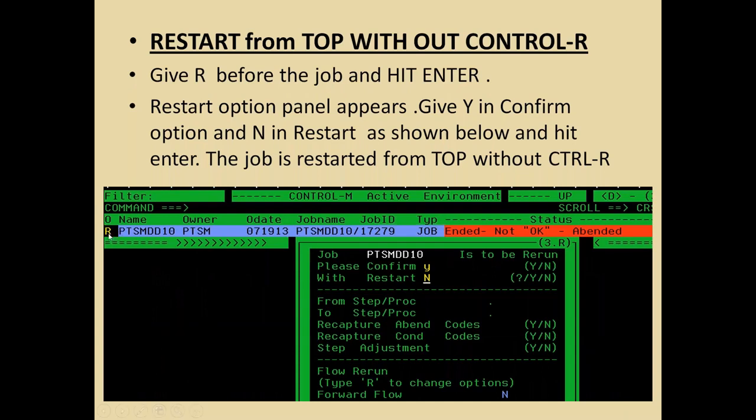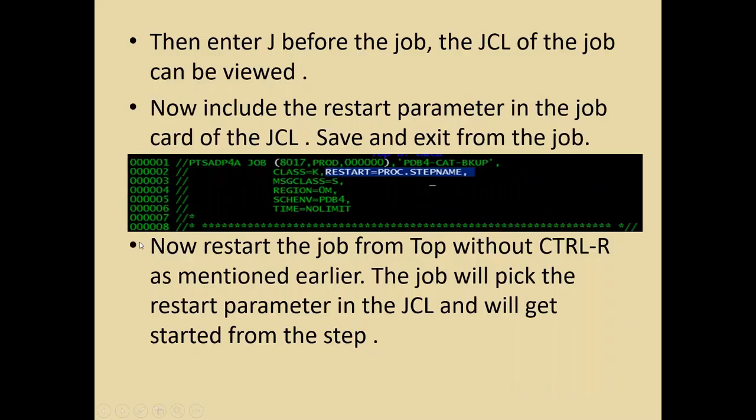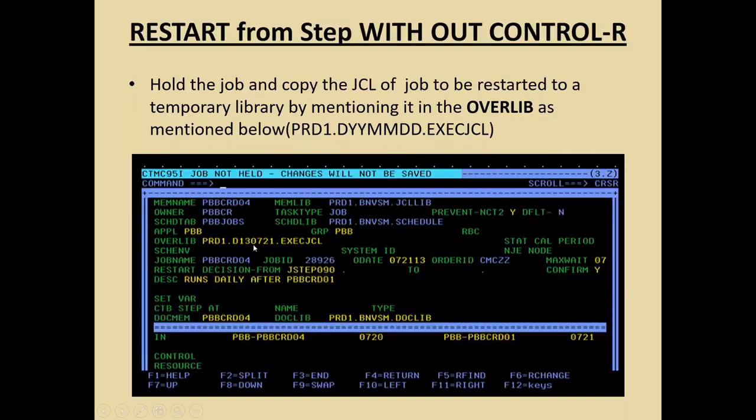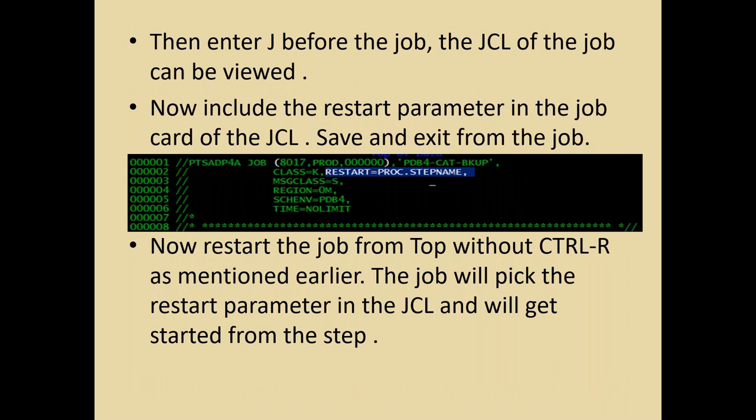Instead of giving R, I will give J here. Then it will open this screen. Job which you have copied in this data set. It will open the job in the newly data set, right? Not in the member lib. Correct. It will open from this newly data set, not from this member name. Got it. Thank you so much.